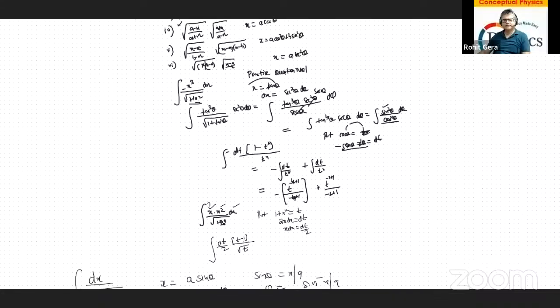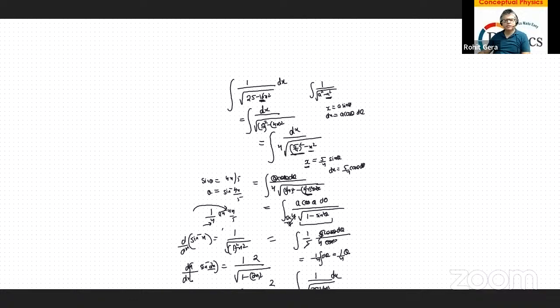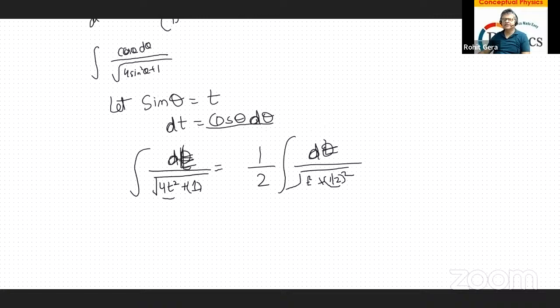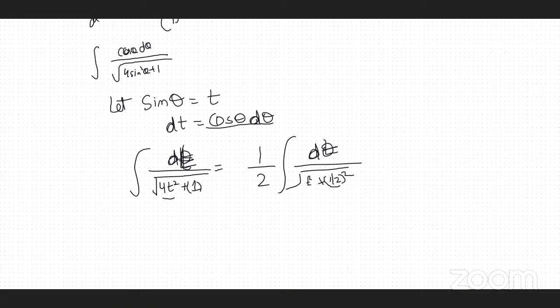लेट्स गो बैक. ठीक है, अब कौन सा फॉर्मेट सही लग रहा है आपको? a स्क्वायर प्लस एक्स स्क्वायर में क्या सही रहेगा डालना? t को क्या डालें a स्क्वायर प्लस एक्स स्क्वायर के लिए? Which one do we use? a tan theta by a cot theta, करेक्ट है.